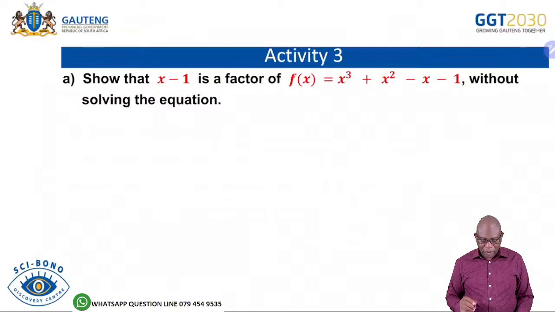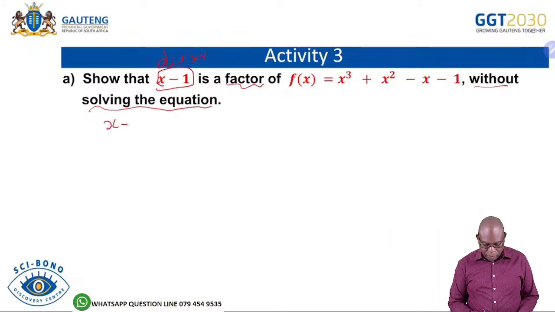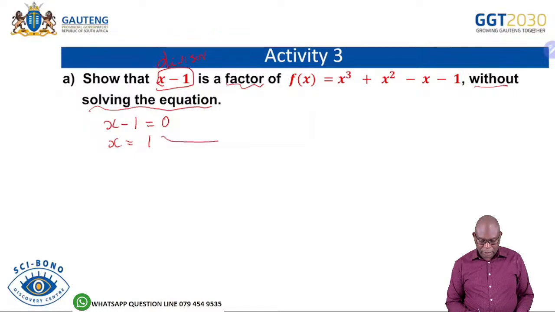Now, this activity says, show that x minus 1, what is x minus 1? It is the divisor. Show that it's a factor without solving the equation. You see, I don't need to solve the equation if they say do that. So the divisor here is x minus 1. I'm going to equate the divisor to 0, and I'm going to get x is equal to 1. So now I must show that if I put it here, the answer that I'm going to get will be 0.